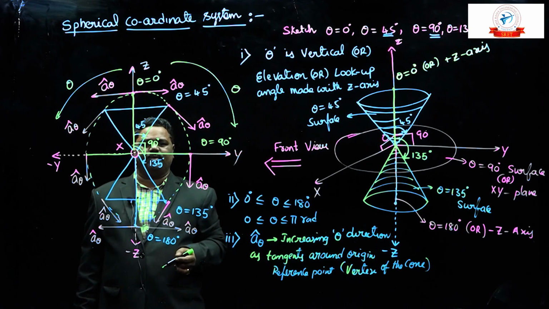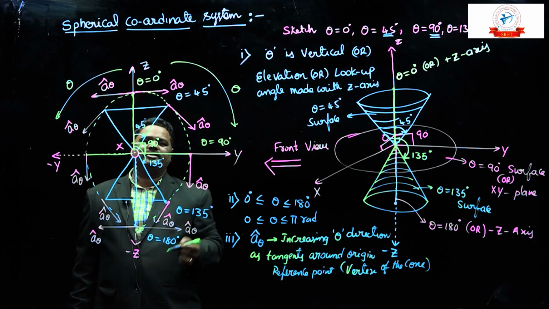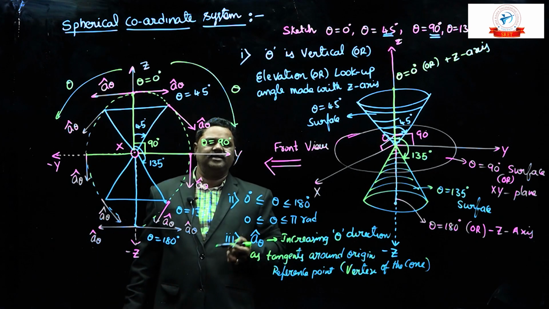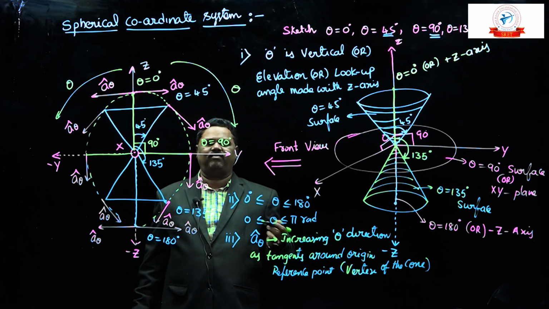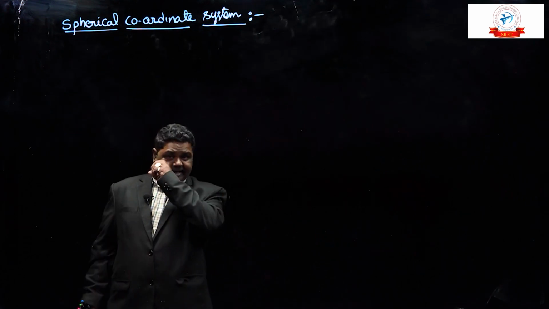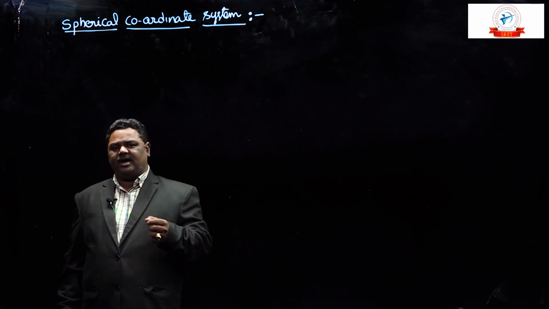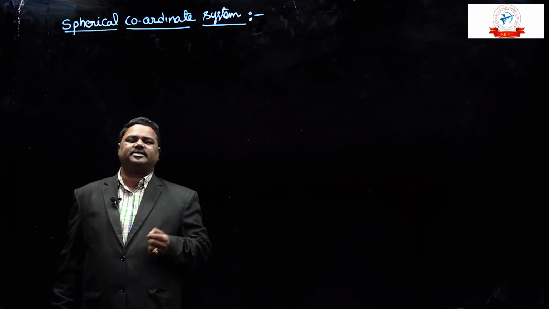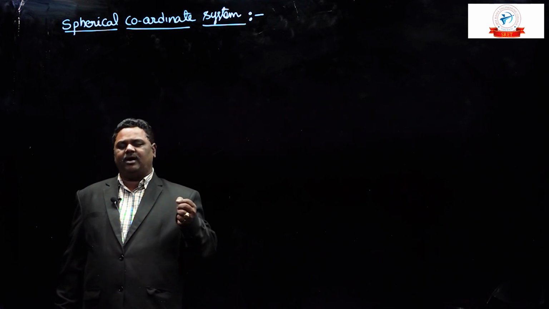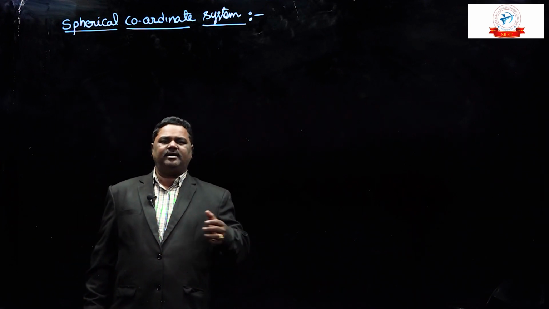So till now we have studied what the r coordinate and the theta coordinate are, and the third coordinate is the phi coordinate. We already know what is meant by the phi coordinate, since phi was already covered in the cylindrical coordinate system. So this is about the spherical coordinates r, theta and phi. Now we know all the coordinates in the spherical coordinate system.